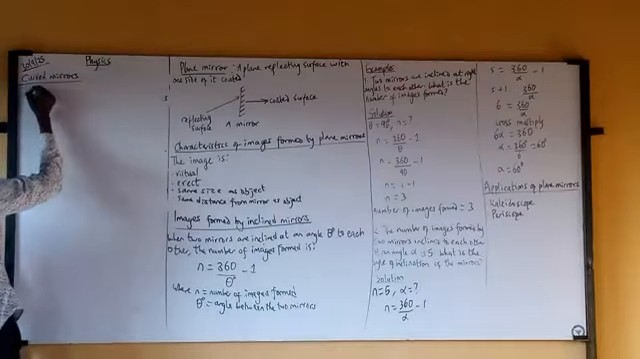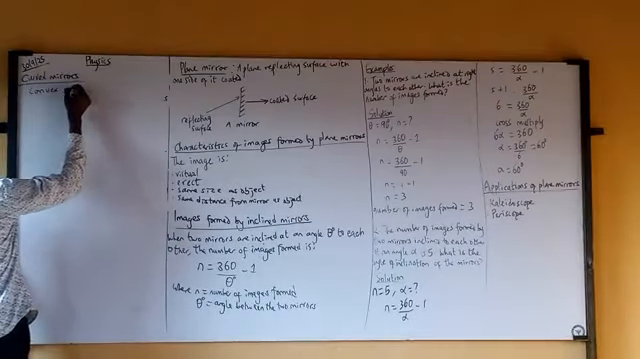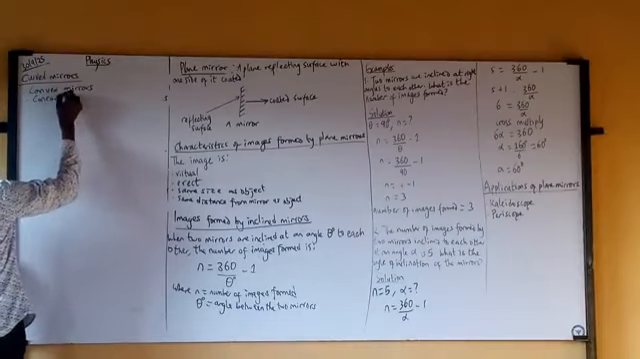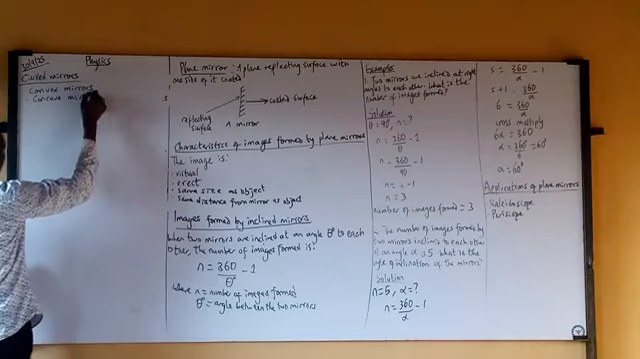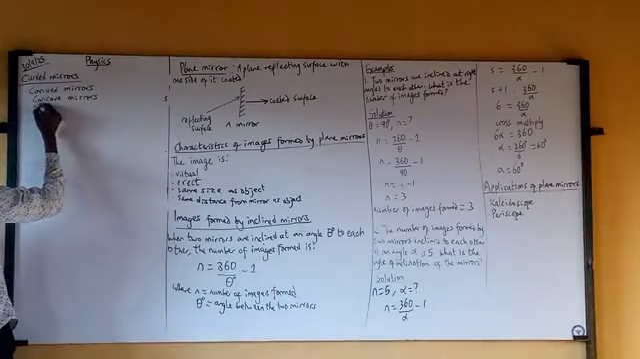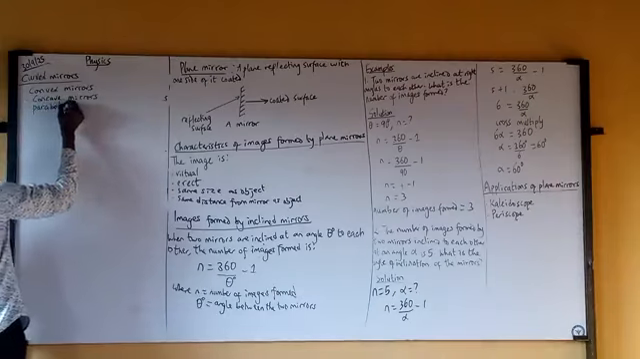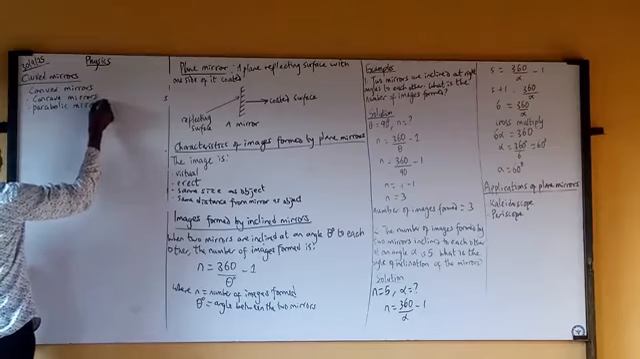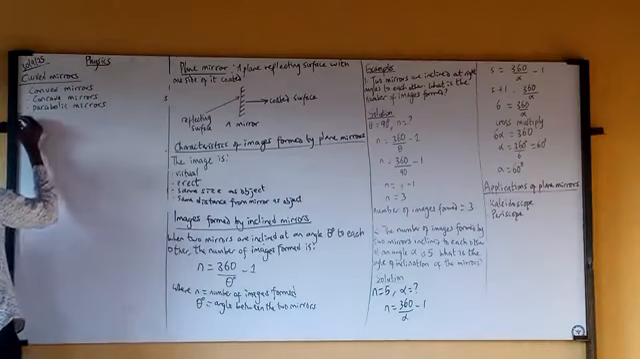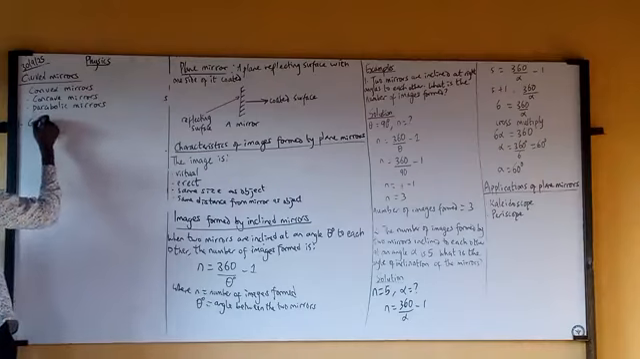So we have two types. We have convex mirrors, and then we have concave mirrors. There are other types. We have parabolic mirrors. So let's pick them one after the other. Let's start with concave mirrors.